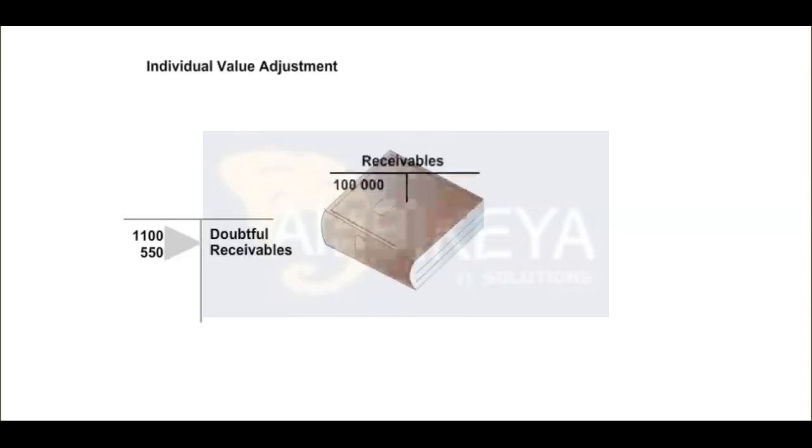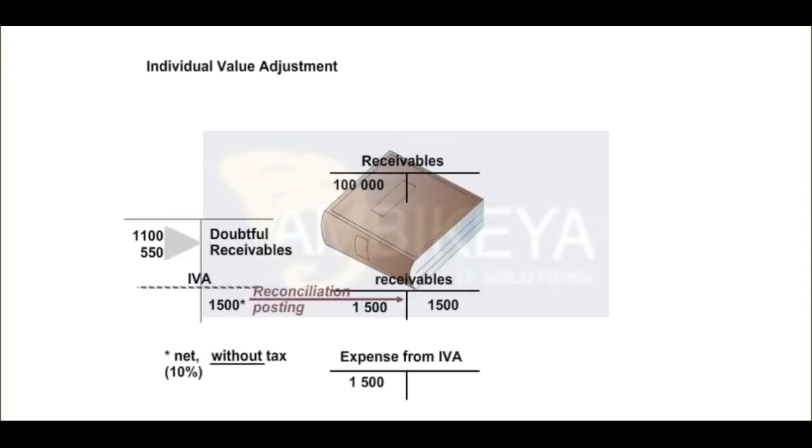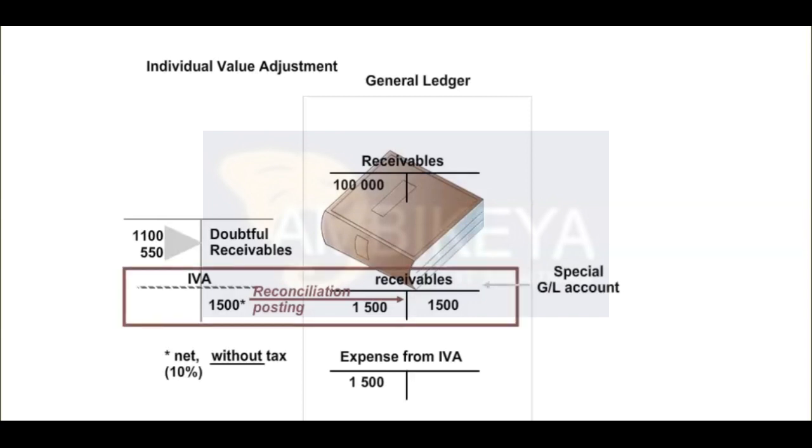Doubtful receivables are written off as an individual value adjustment, or IVA, during year-end closing. The special general ledger method is suitable for this procedure because the transaction is entered in the customer account and is also posted to a special GL account, individual value adjustments for receivables. Use the tax code that represents a tax rate of 0% for the posting.